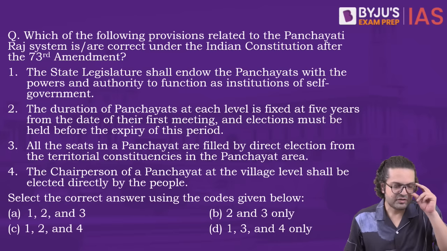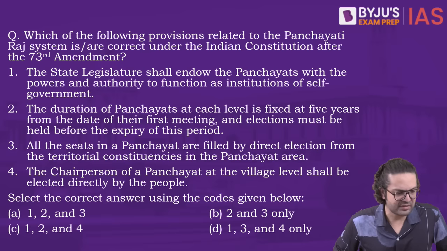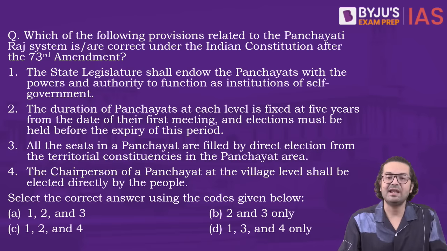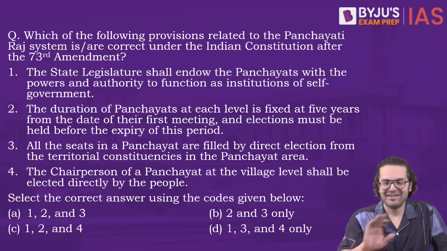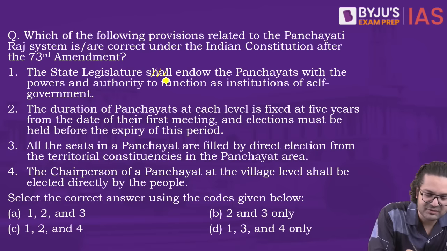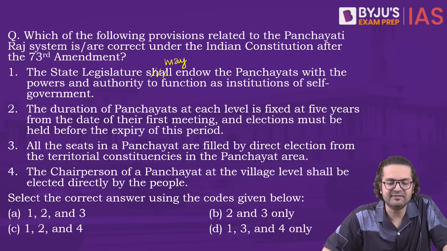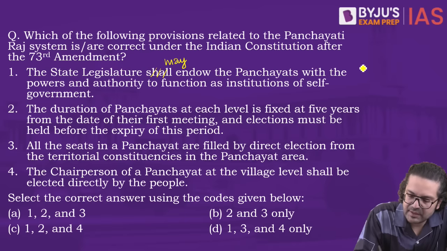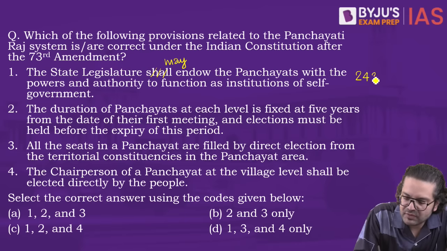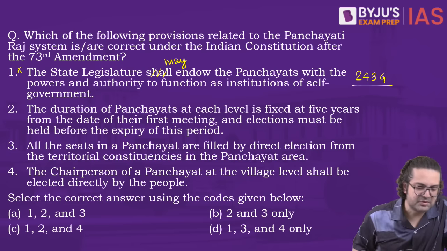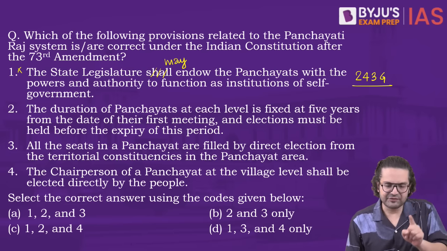Next question. Which of the following provisions related to the Panchayati Raj system is or are correct under the Indian Constitution after the 73rd Amendment? The state legislature shall endow the panchayats. Shall. It's not shall. It's an optional provision. May. May endow, meaning provide, the panchayats with the powers and authority to function as institutions of self-government. This is Article 243G. This is wrong.